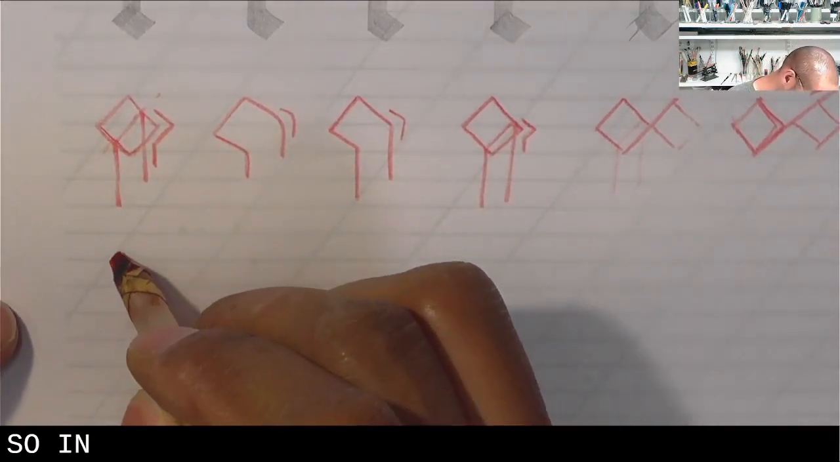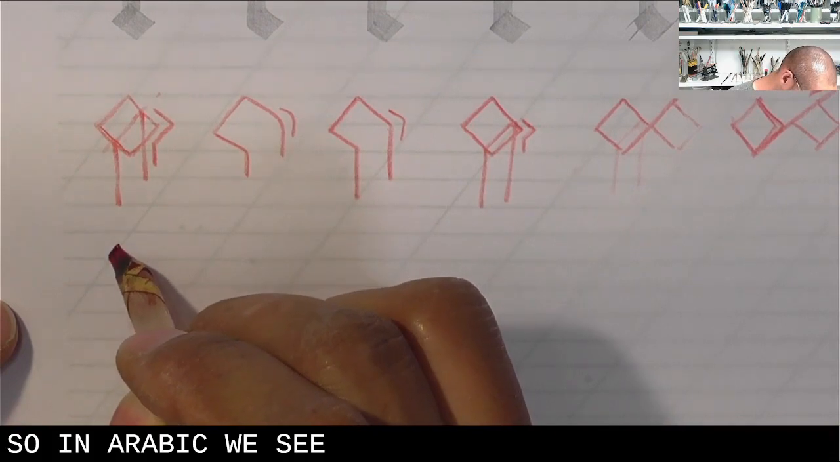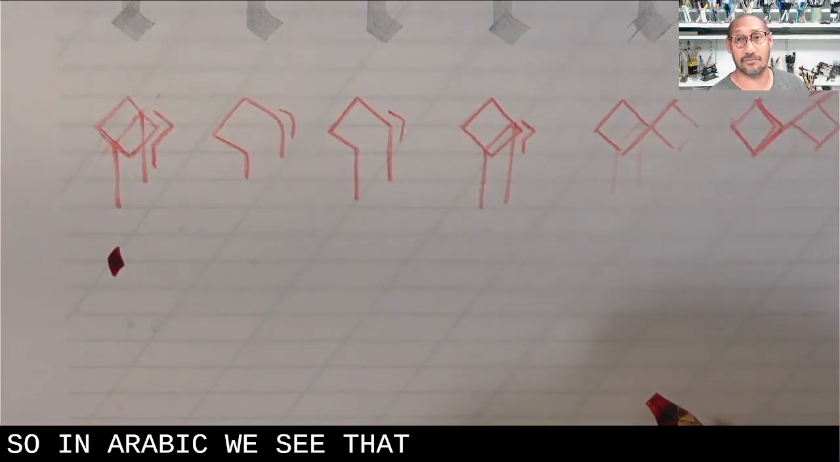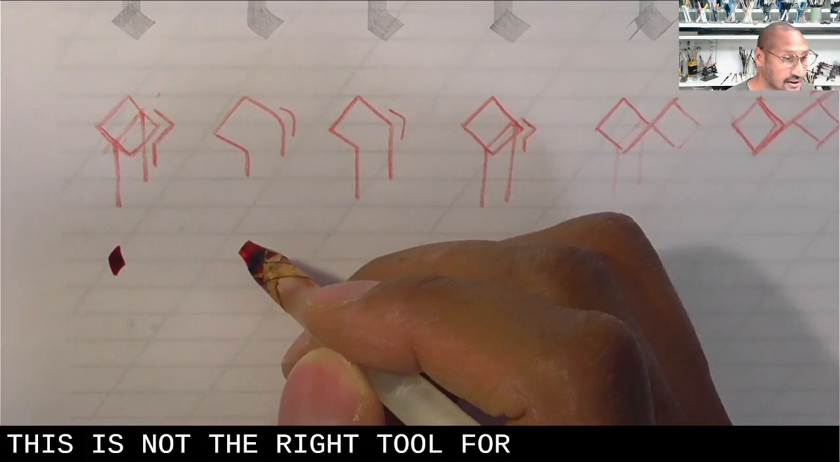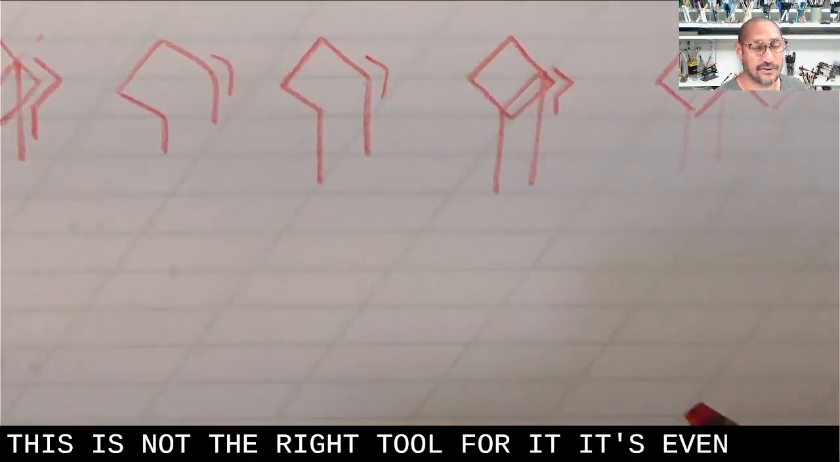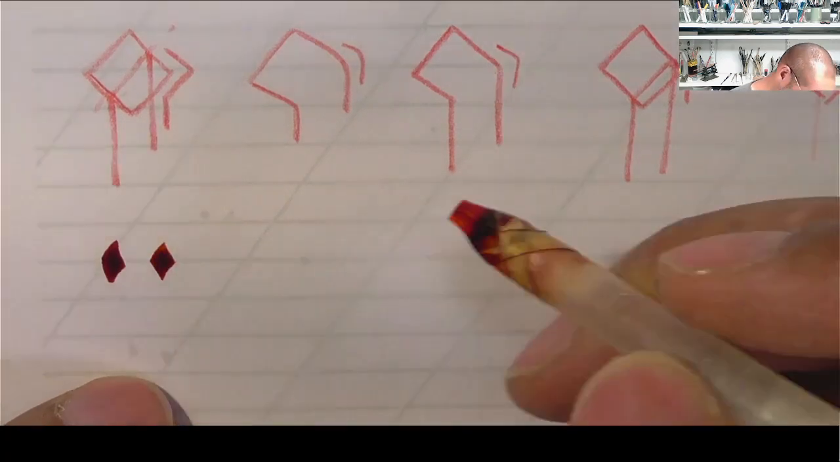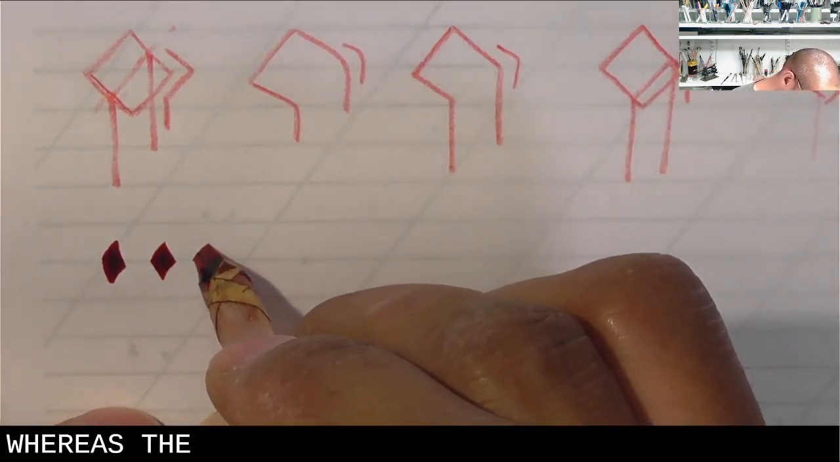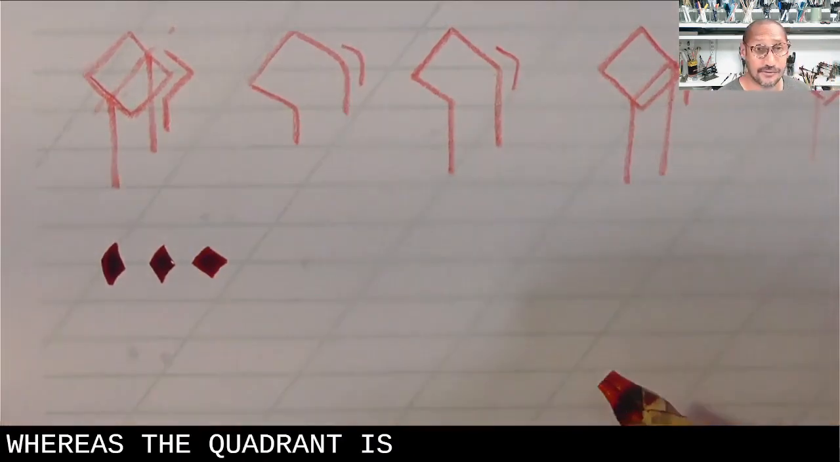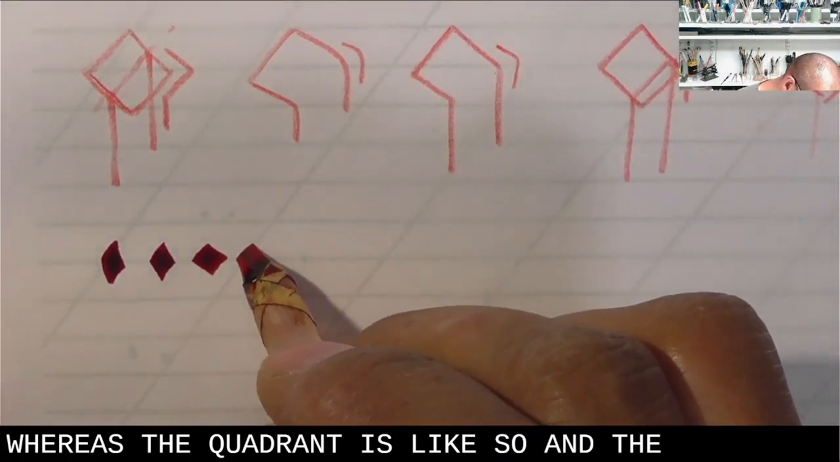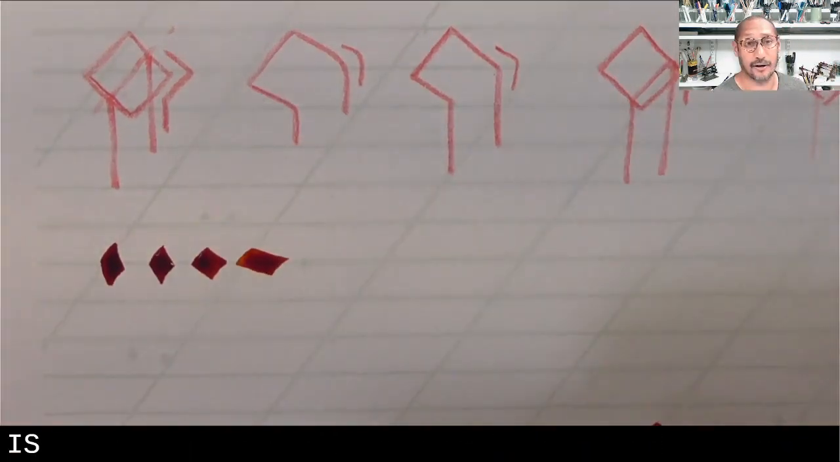So in Arabic, we see that kind of shape. Obviously, this is not the right tool for it. A little bit. Whereas the quadrant is like so, and the lozenge is longer.